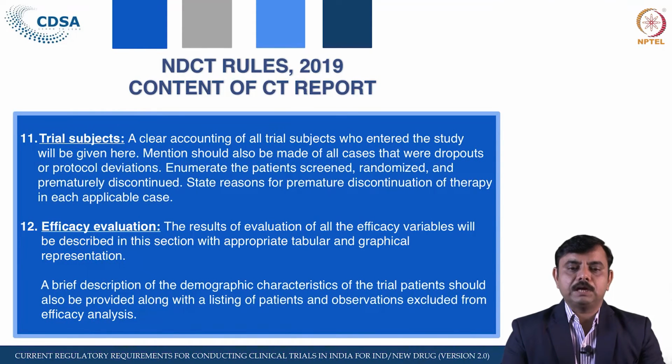With respect to the trial subject, a clear accounting of all trial subjects who entered the study will have to be given, and mention should also be made of all cases that were dropout or protocol deviation. Then enumerate the patients screened, randomized and prematurely discontinued. State the reason for premature discontinuation of therapy in each applicable case.